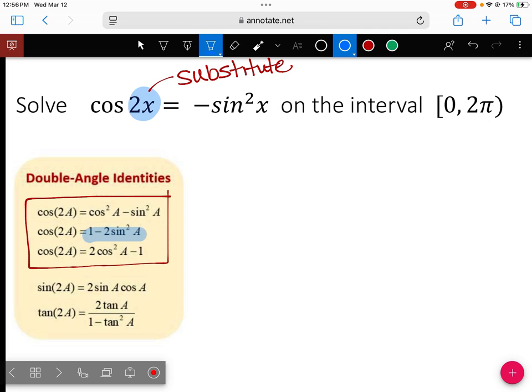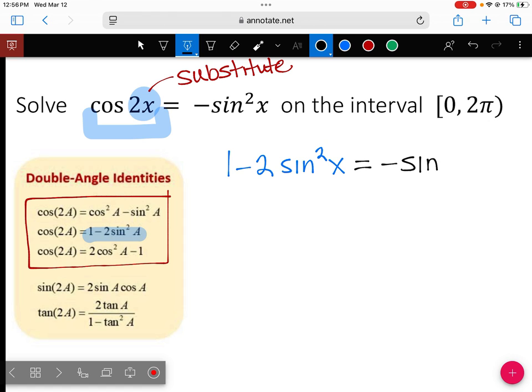So in place of cosine 2x, I'm going to put 1 minus 2 sine squared x. And that equals negative sine squared x.